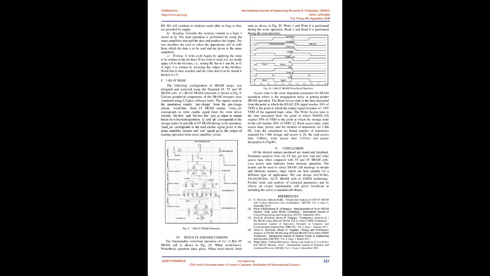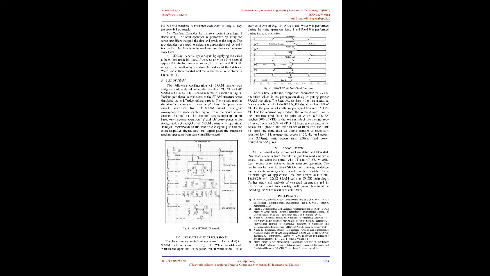B. Reading. Consider the memory content as a logic 1 stored at Q. The read operation is performed by using the sense amplifiers that pull the data and produce the output. The row decoders are used to select the appropriate cell or cells from which the data is to be read and are given to the sense amplifiers.